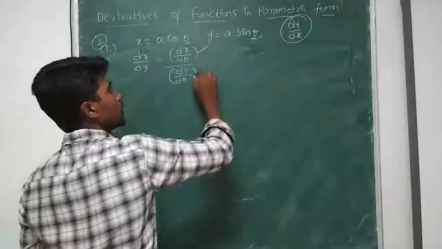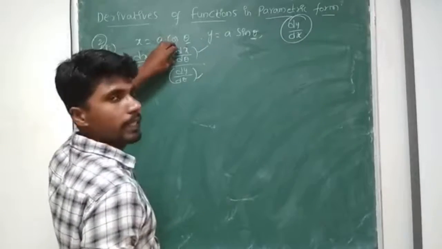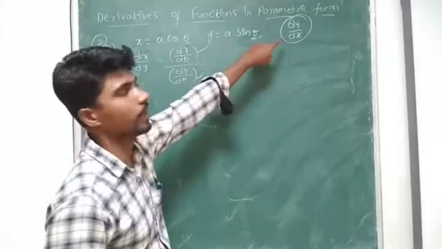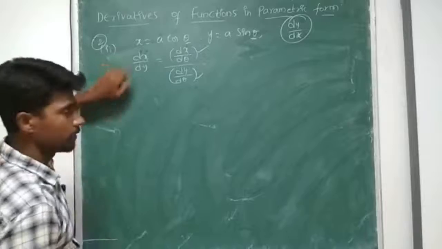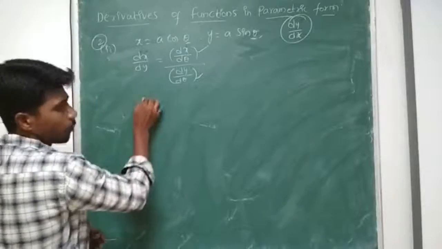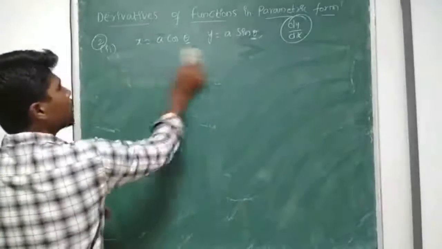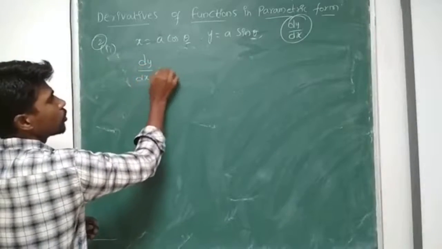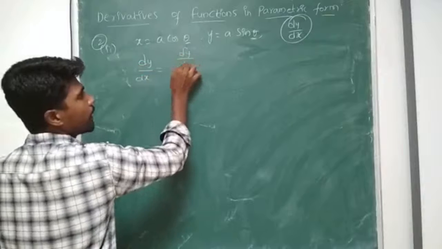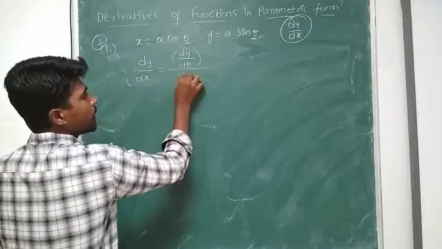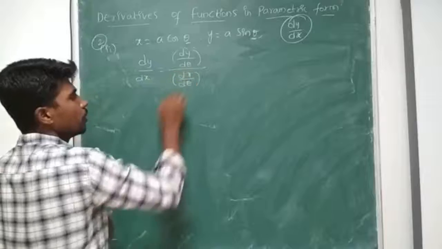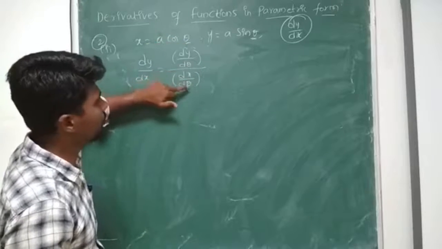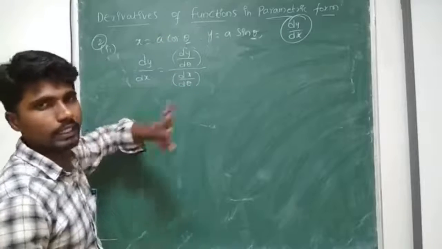So our first work is to find dx by d theta and dy by d theta. What they asked us is dy by dx. I wrote here dx by dy, just take the reciprocal. I want dy by dx, so we get dy by d theta divided by dx by d theta. I have to find the derivative of y with respect to theta and the derivative of x with respect to theta, and divide.